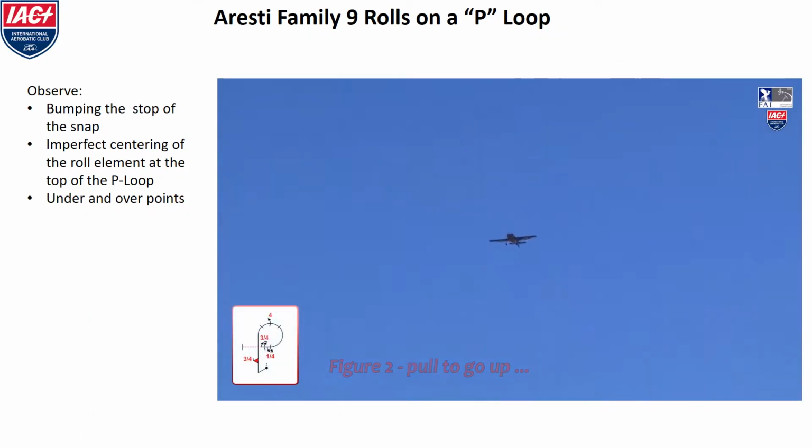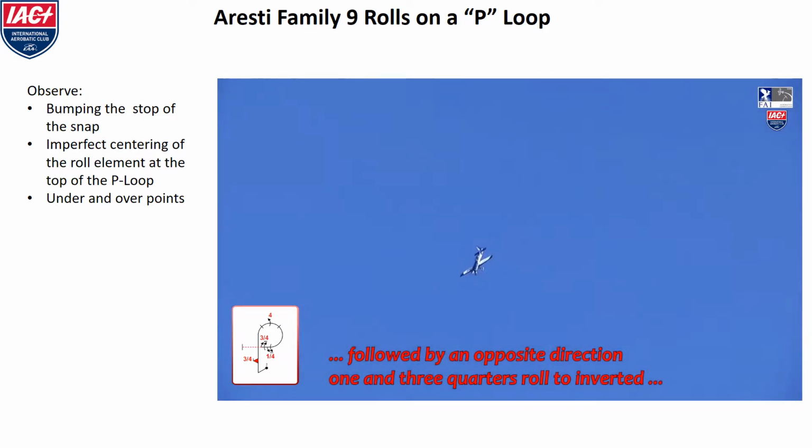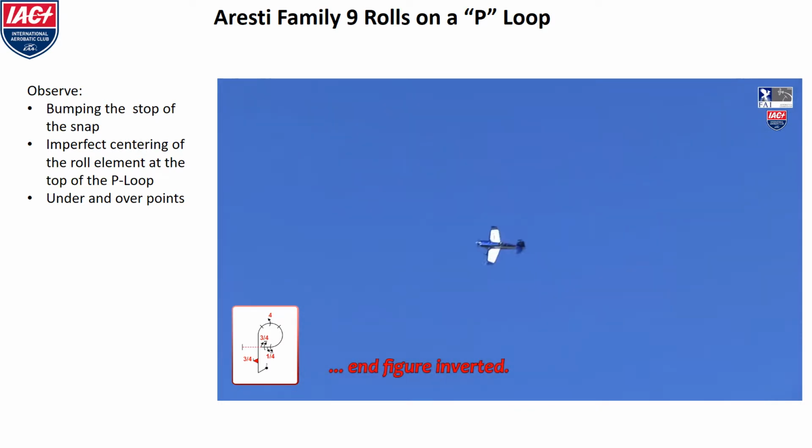Vertical up, 3/4 negative snap on the up, peel it. 4-point roll on the top. 1 1/4 rolls on the bottom, followed by an opposite direction 1 3/4 rolls to inverted. End figure inverted.